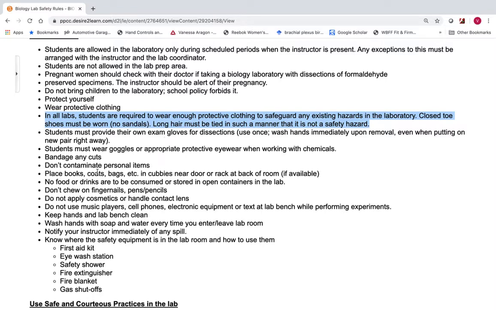Now, the next thing, it tells me books, coats, etc. in the cubbies. Well, we don't have cubbies in the classes that we are in. So we have limited space where you can put things. And it's going to be on the floor underneath the hood in the back of the room. And so if you do not want your fancy purse or your nice backpacks on the floor, then don't bring them. Only bring with you what you need, okay? And what would you need for lab? You would need your lab report.